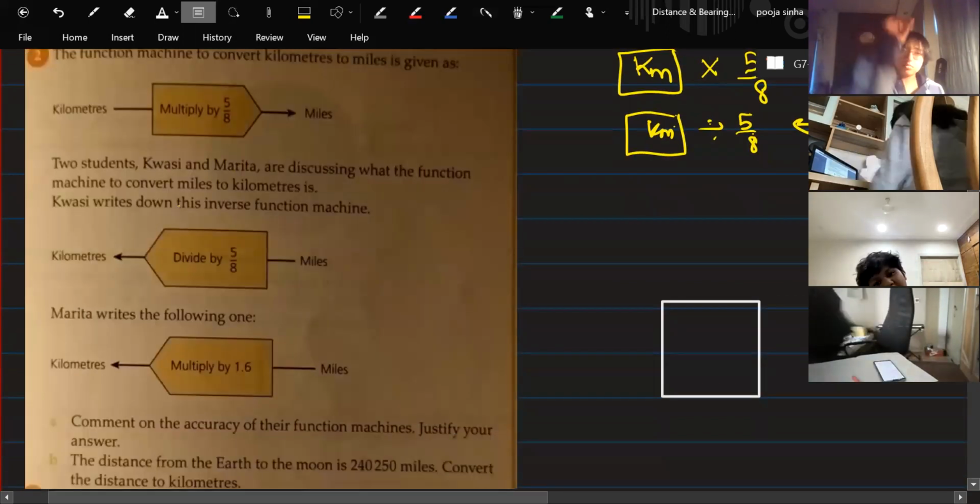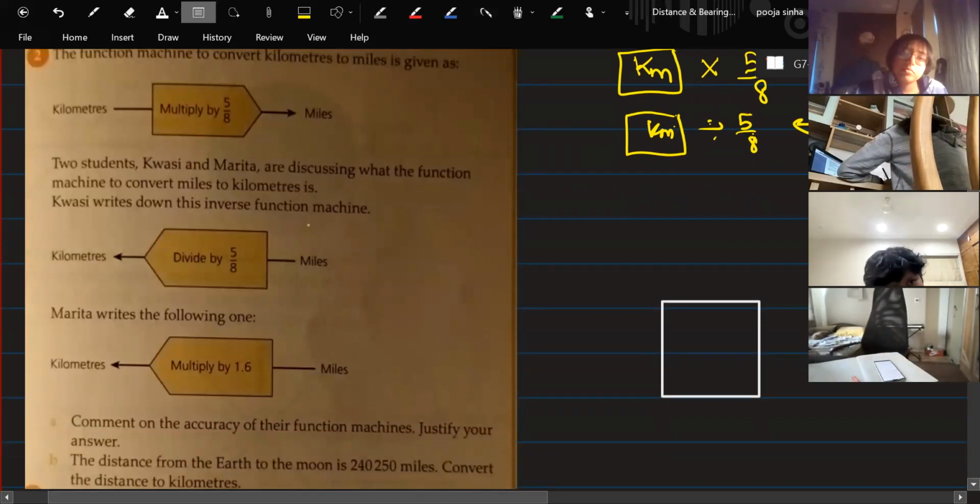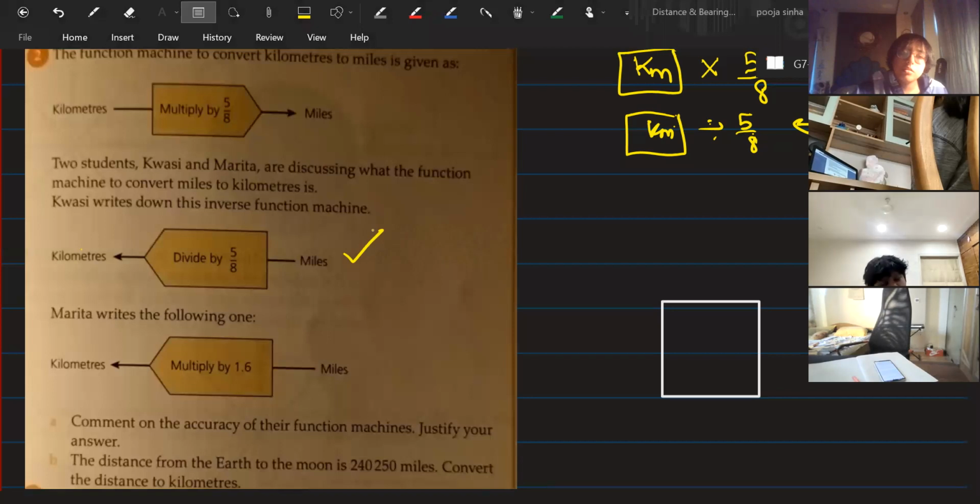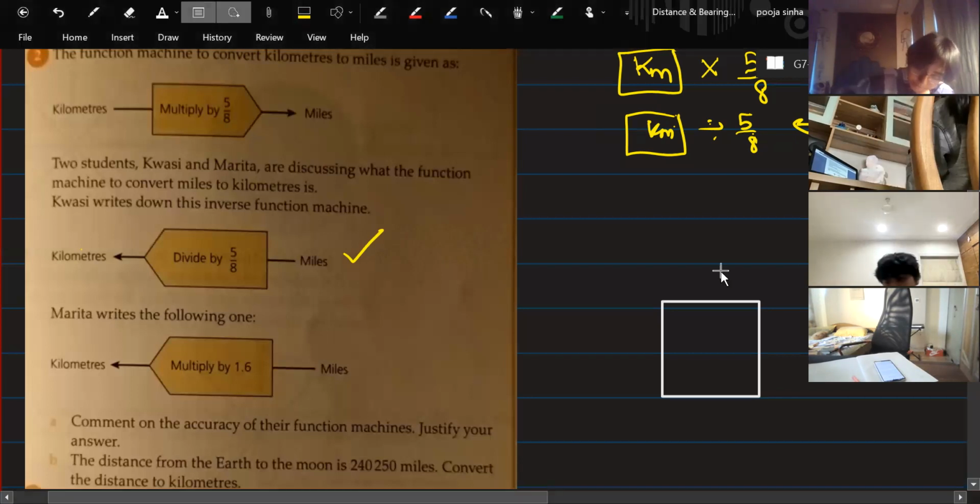Okay. Kwasi writes down this inverse function machine. So Kwasi is coming from miles to kilometers. Is it correct? Is she correct? Yeah, she is. Okay. And what about the other one? Marita writes 5 divided by... Yeah, that's right. Let's see how it is right or wrong. Let's check how the second one is right or wrong.